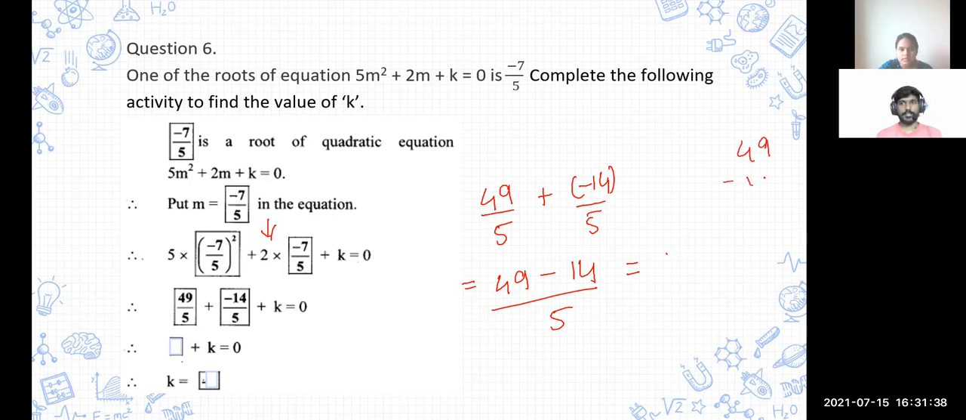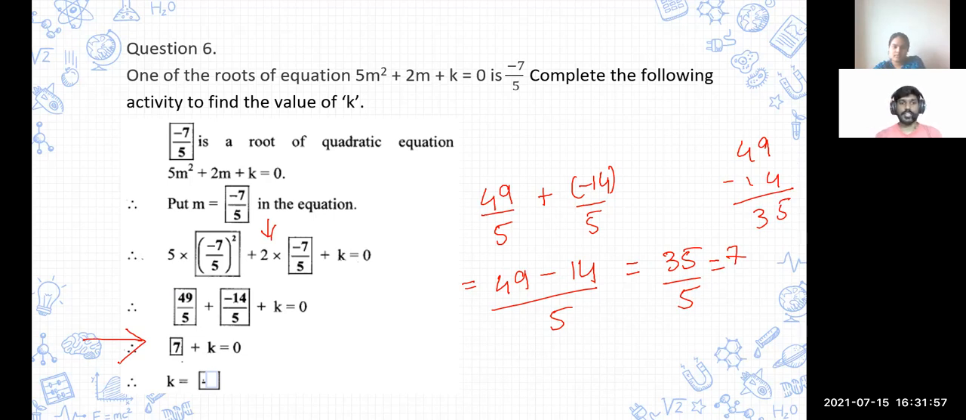49 minus 14. So 5 and 35. And that is divided by 5. How much is 35 divided by 5? 7. So in this box, what will you put? 7 plus k.